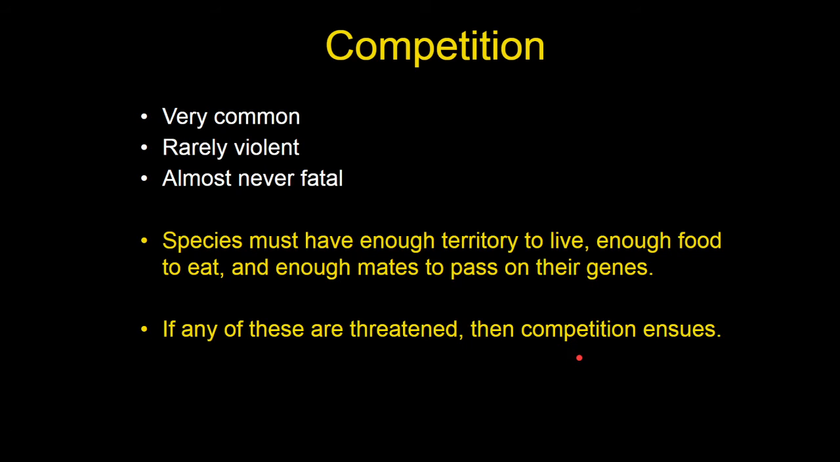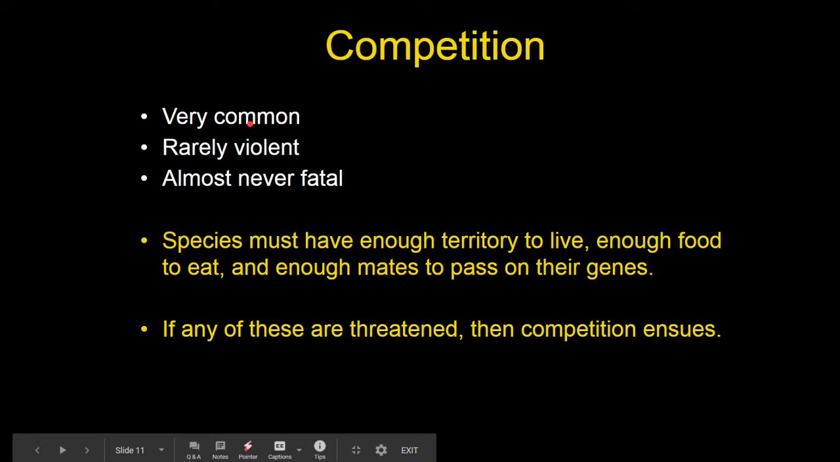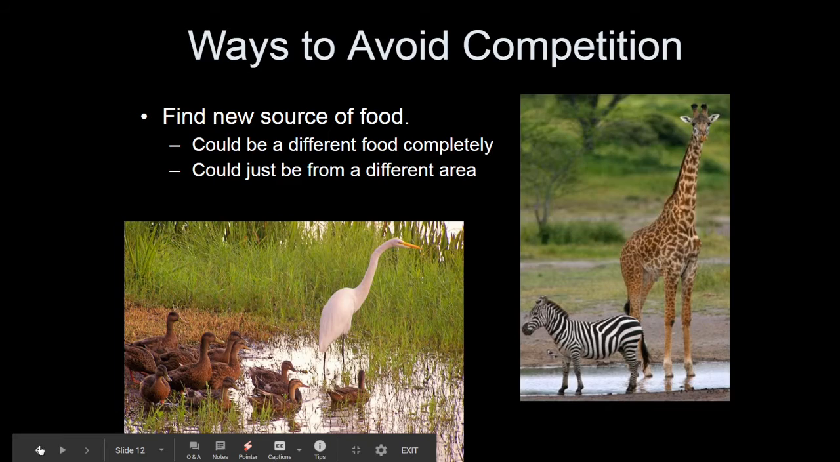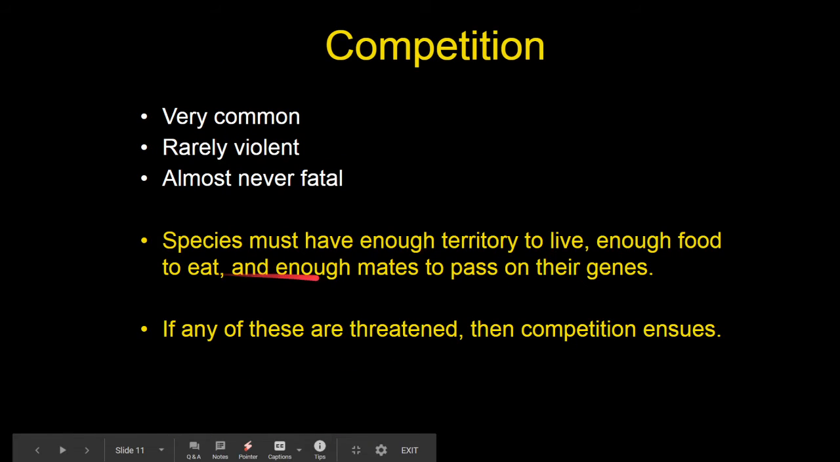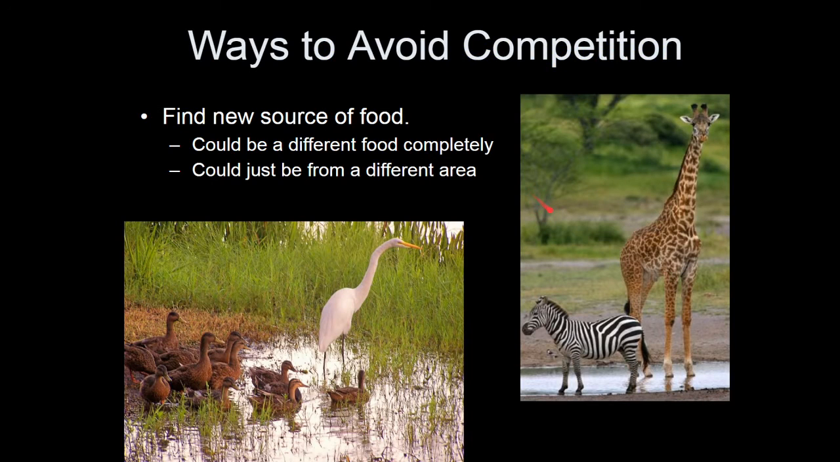All right, ways that organisms can influence each other. Number one, competition. Super, super common, happens all the time because everything needs enough area, enough food, and enough mates. And if they don't have enough, well, then they've got to compete.